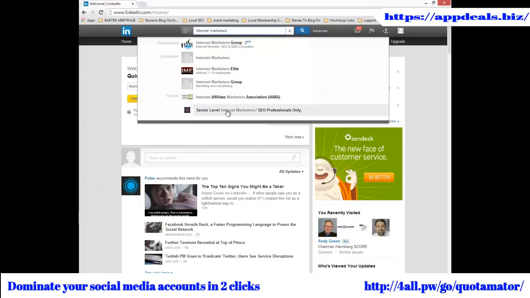You'll see groups that are here, and these are groups that you are going to want to join because they might have the problems that you can solve with your service. And so you're going to be getting inside of these groups and you're going to be helping people.